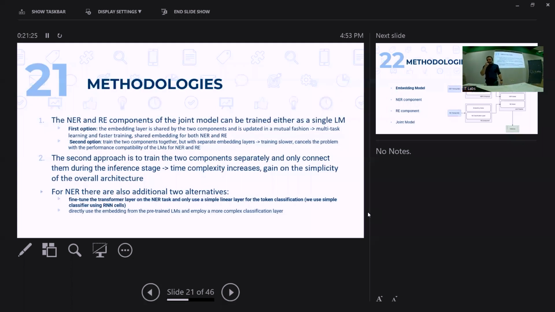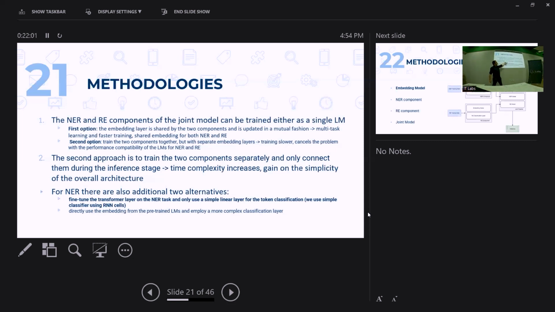As I mentioned before, we had different approaches to tackle this problem. The first approach is that both components, the named entity recognition and the relation extraction, can be treated as a single language model. The second approach, skipping the two options of the first approach, is to train the two components separately and only connect them during the inference stage. As I mentioned, we stick to this approach.